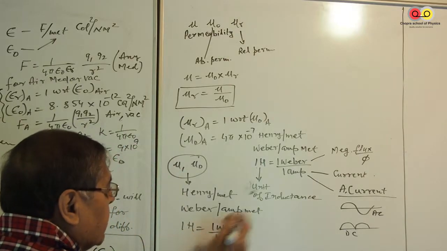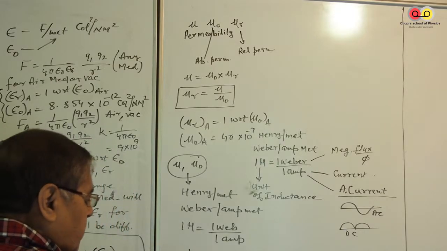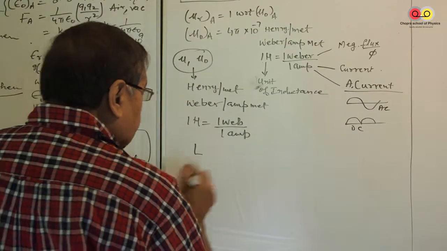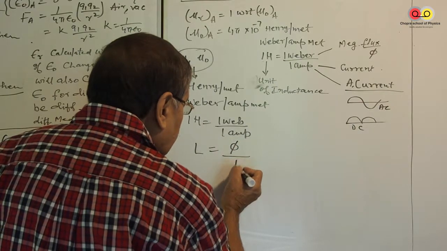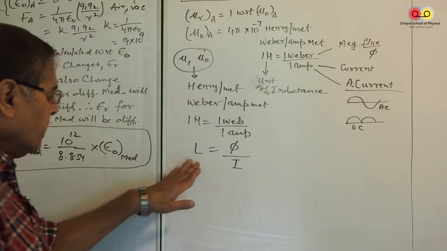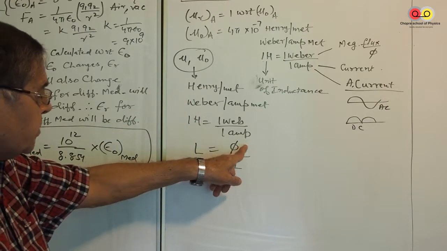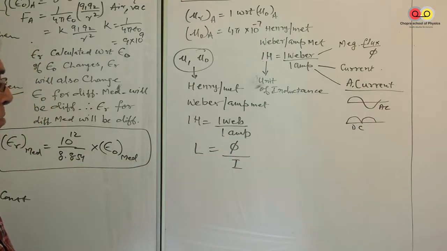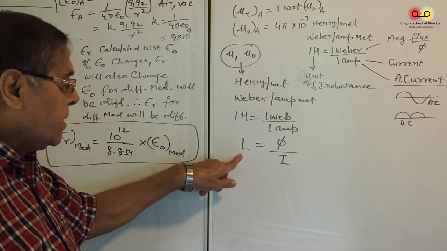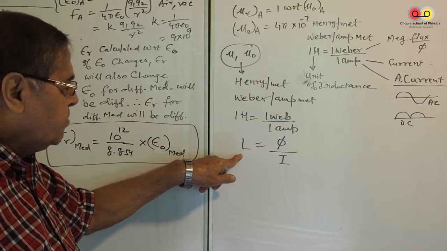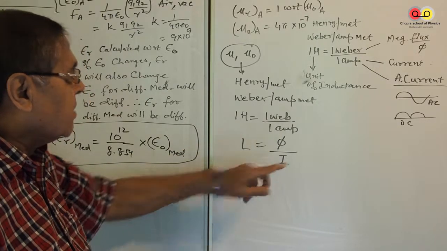Henry is a unit of inductance as I have written, and inductance is represented by L. So this is a general formula or general representation. Flux is represented by phi, current represented by I. So we got the formula of inductance. Inductance is defined as magnetic flux per unit current. L is phi over I. You remember L stands for inductance, phi stands for Weber, I stands for current.